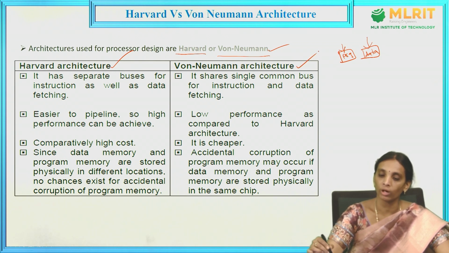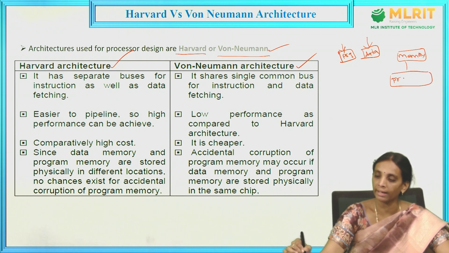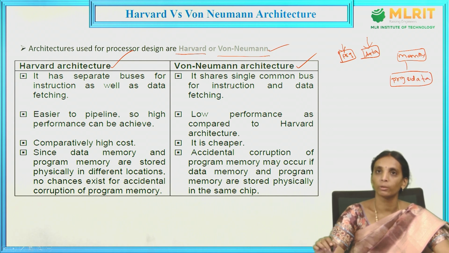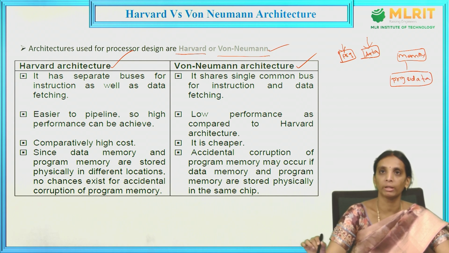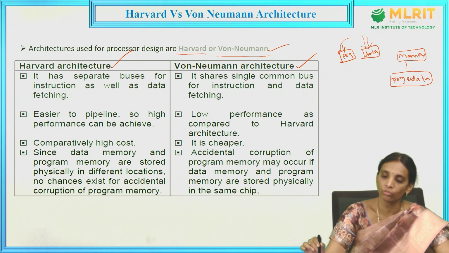But in von Neumann architecture, the same memory can be shared by both program and data. So that means in Harvard architecture we can use separate memory blocks. If we want to store our instructions or program, we can use the program memory. If we want to do data related operations, we can use data memory.